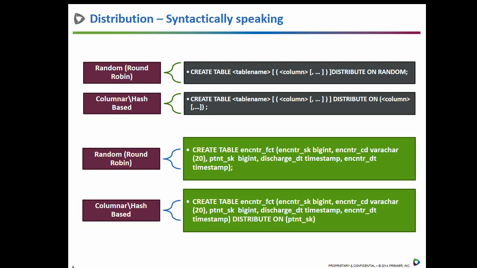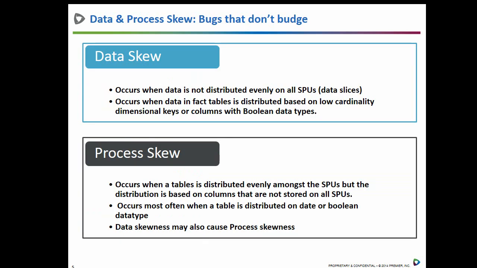We know syntactically speaking how distribution occurs. It's very simple. All you're doing is adding a distribute on clause. If you do not add a distribute on clause in your DDL, what will Netezza do? It'll do a round robin distribution. We know this, right? We've talked about this too. We've also talked about, in some sense, data skew and process skew.